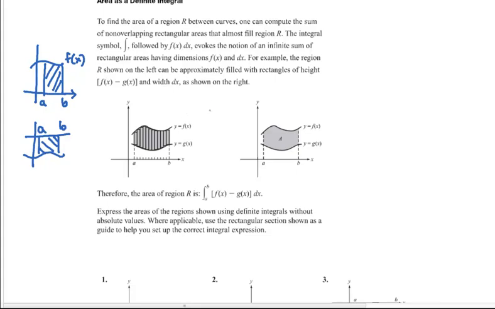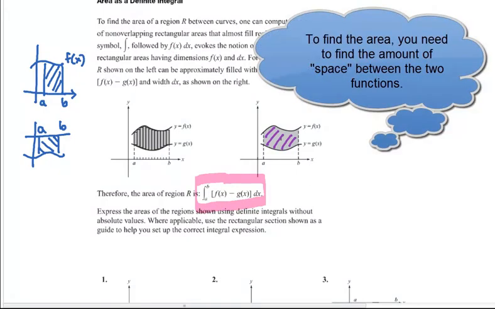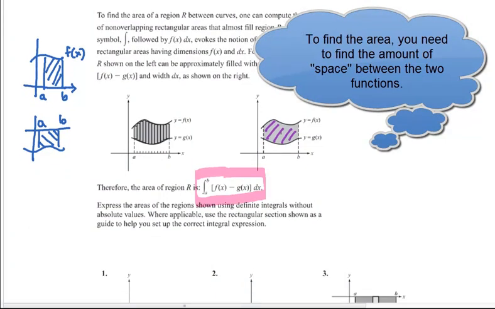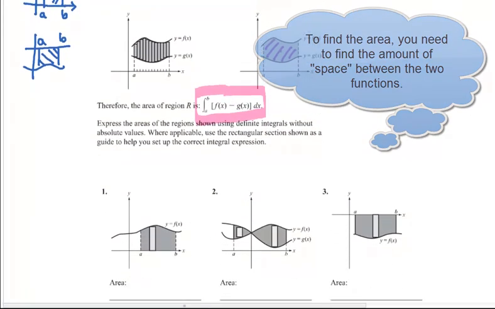Or in this section, we're going to calculate area between two curves. It's simply going to be the integral from a to b of f of x minus g of x. So basically top minus bottom. Now it doesn't actually matter whether or not the function is above the axis or below the axis.